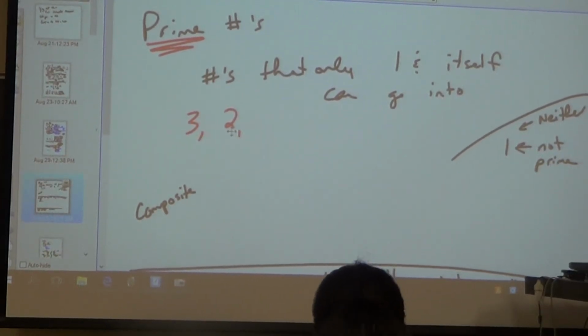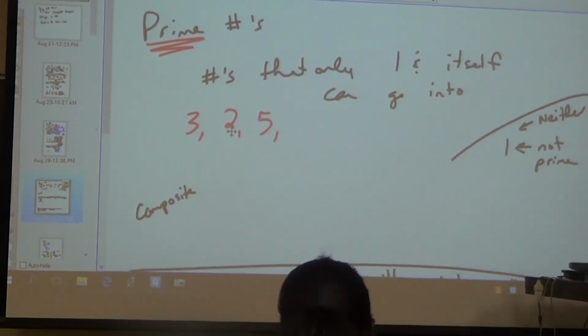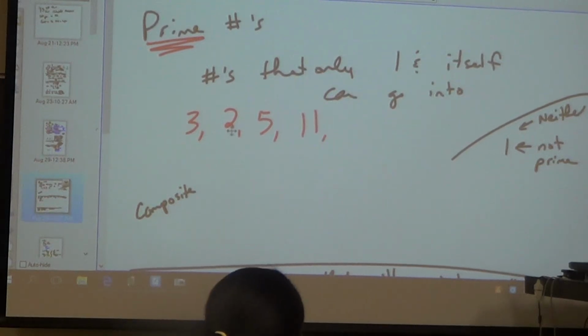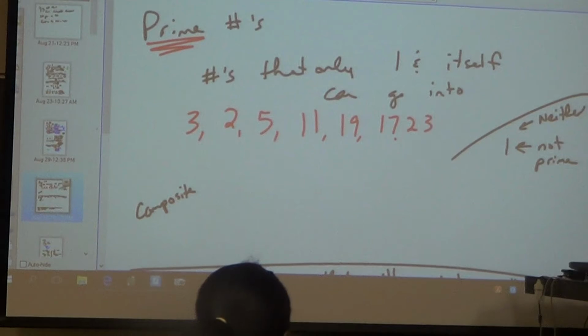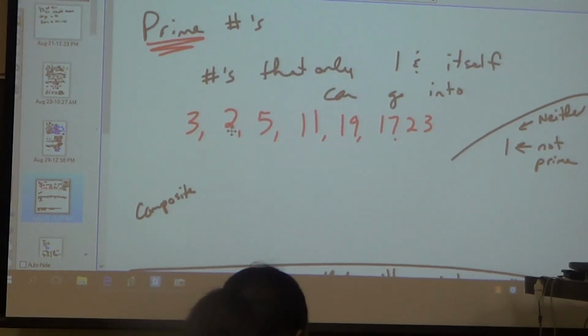3, 2, 5, 9, 7. 11, 19, 17, 23. If you cannot think of a number that will go into it evenly, that makes it a prime. 1 goes into everything. At first I heard him say 9, you get on that odd number: 3, 5, 7, 9. Ooh, 9 doesn't work because 3 goes into it.